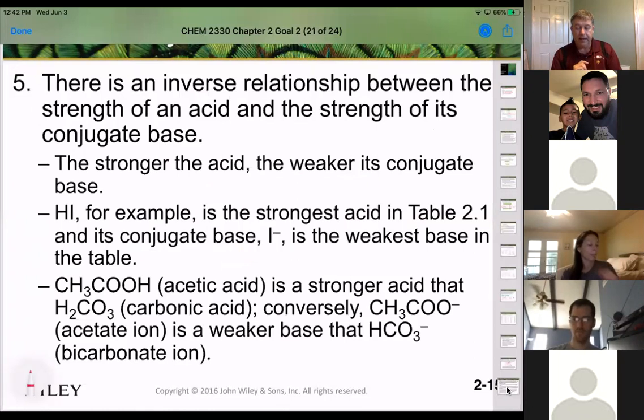Okay, and of course the inverse relationship between acids and bases. Strong acid makes a weak base. Weak acid makes a strong base. That inverse relationship we're going to use again and again and again. Okay, questions on chapter 2, goal 2.